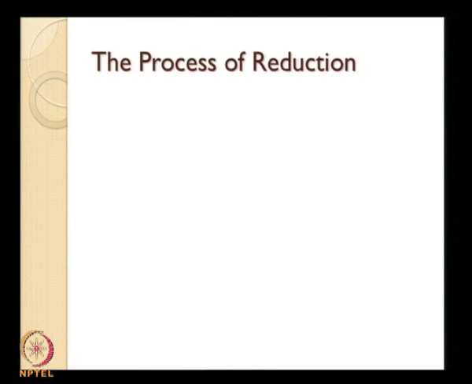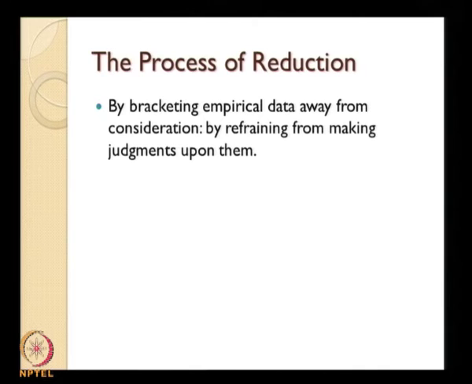Now, let us see what happens in the process of reduction. As already mentioned, it involves a kind of bracketing, and when you bracket something, for example, you know many things about an object. For instance, I took the example of a pen in the previous lecture. This pen is made of plastic, which is information I already have about it, it is black in color and many other things. But my intention is to understand a ballpoint pen.